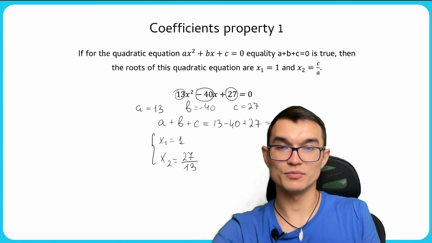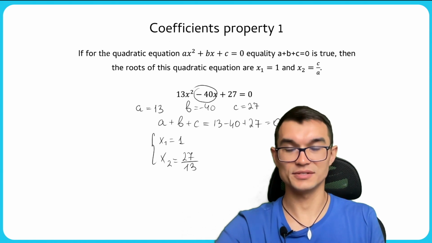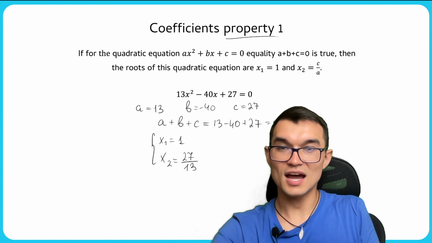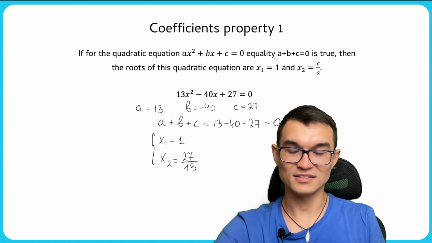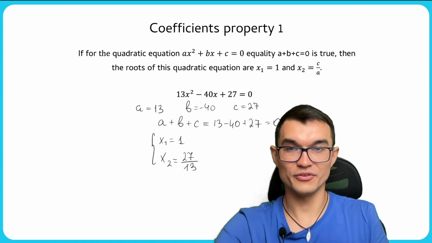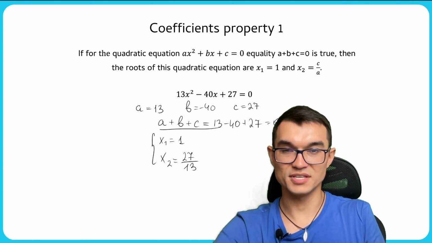We would have to multiply 13 by 27, raising minus 40 to a power of 2, which is not that big of a problem, but still. And using that property, all I had to count was 13 plus 27 equals 40. And that's it. And I had the roots right away. The only disadvantage of that method is that it works very rarely, because we don't have that many equations for which a plus b plus c equals 0.